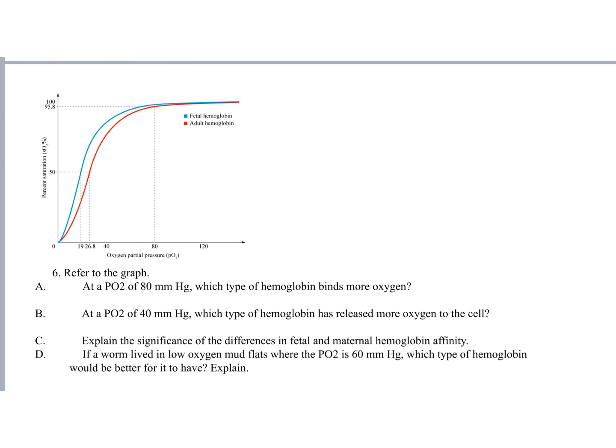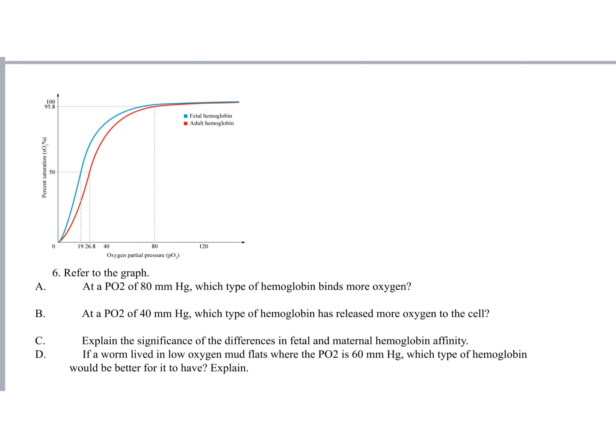Letter B, at a pressure of 40 millimeters of mercury, what type of hemoglobin has released more oxygen to the cell? Which one has released more? So if we look at 40, come up here, which one has dropped more? That would be the maternal hemoglobin. The maternal hemoglobin releases oxygen more readily than fetal hemoglobin at that oxygen pressure of 40.